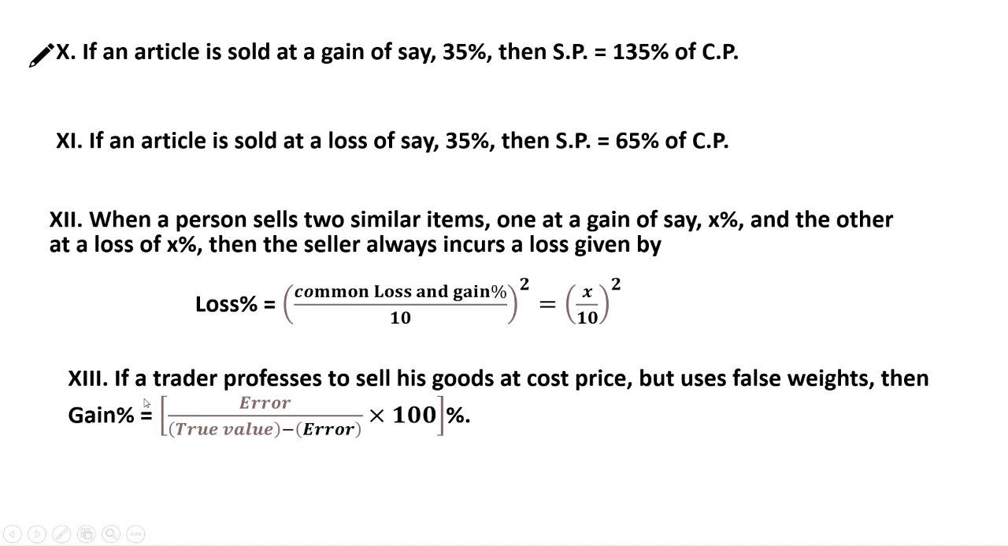If a trader professes to sell his goods at cost price but uses false weights, then gain percent equal to error by true value minus error into 100%.